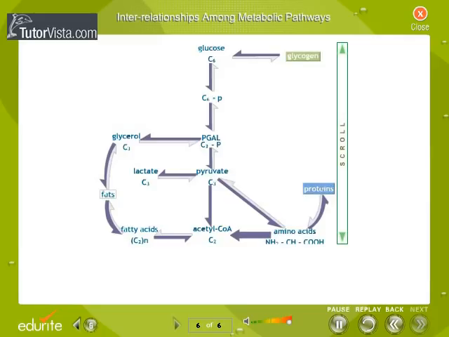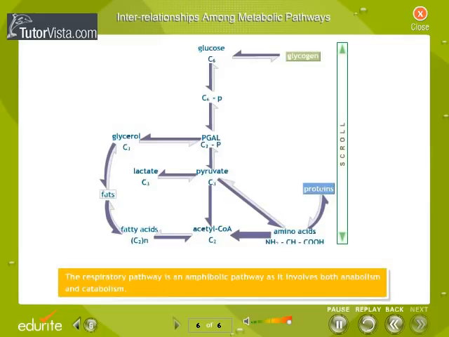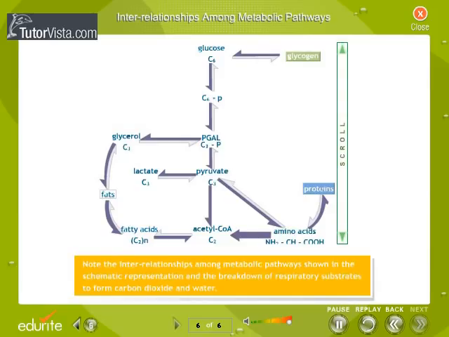Interrelationships among metabolic pathways. The respiratory pathway is an amphibolic pathway as it involves both anabolism and catabolism. All along the respiratory process, there is a breakdown of substrates and synthesis of substrates. Note the interrelationships among metabolic pathways shown in the schematic representation and the breakdown of respiratory substrates to form carbon dioxide and water.